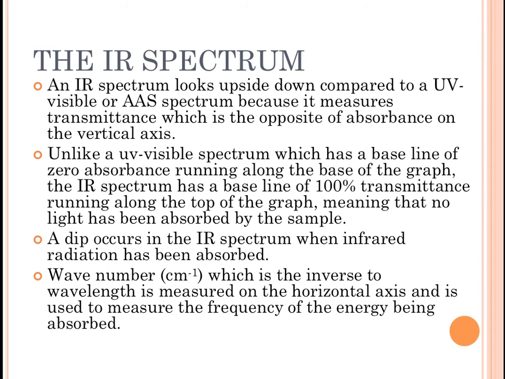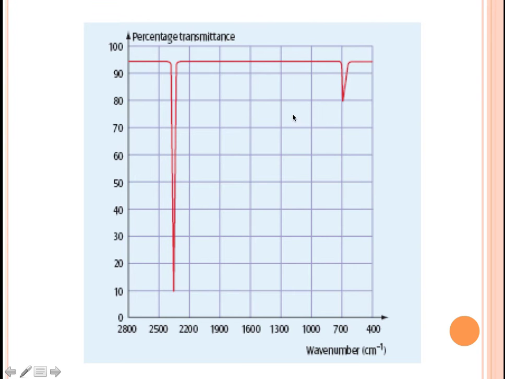Okay? When we look at an IR spectrum, it's going to look upside down compared to the ones you would have seen last year, your UV-Vis or your AAS. Okay? So it's got a baseline that says 0 absorbance, and it dips when radiation has been absorbed. So it looks like this. So this is our baseline. That means it's not being absorbed. And when we see a dip like that, that means there is a bond there that absorbed that particular wavelength or frequency of it. And another one here. Okay?